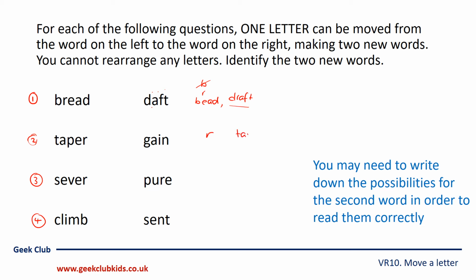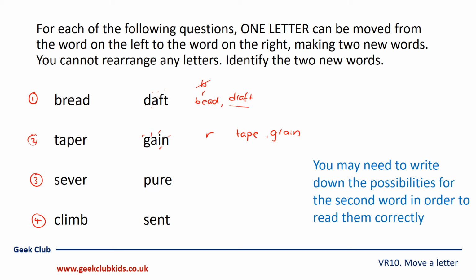Okay, so let's check. Can we put the R into gain to make a new word? Regain? That's not a word. Grain, if we put it there, well, that is a word. But let's just convince ourselves that we couldn't put the R anywhere else. Garin, that's not a word. Gairn, no. Gainr, no, that's not a word either. But we can remove the R from taper to make tape and add it to gain to make grain. So tape and grain are the two correct answers.